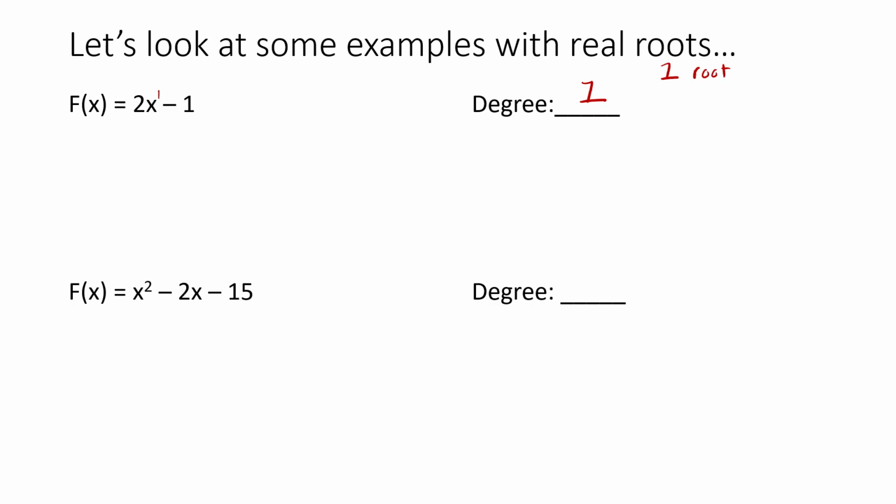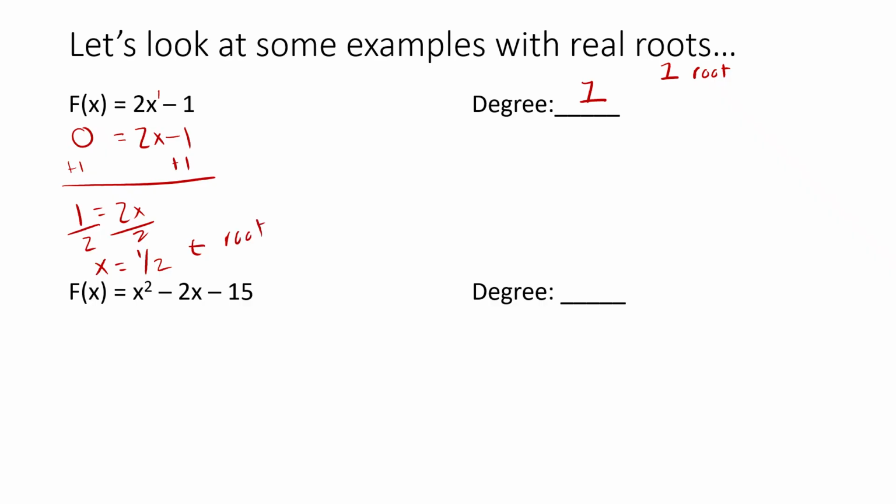Now, the definition was the values of x for which the function is equal to 0. So I'm going to take my f of x there and plug in a 0 and then simply solve the equation. I will add 1 to both sides and divide both sides by 2, and we get x is equal to 1/2. That is the root. Now, so you can see what this looks like on the graph, let's take a peek.